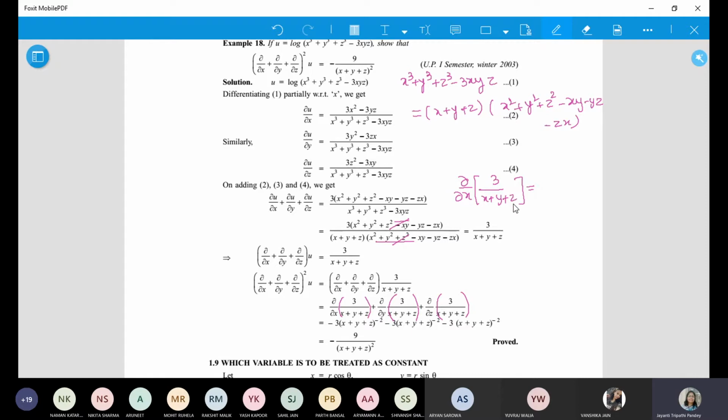So 3 is a constant. Use the division rule. How do we differentiate? So what will you get? 3 is a constant. So minus 3 and then the derivative of this, right? Into 1 upon x plus y plus z whole square. Is this fine?